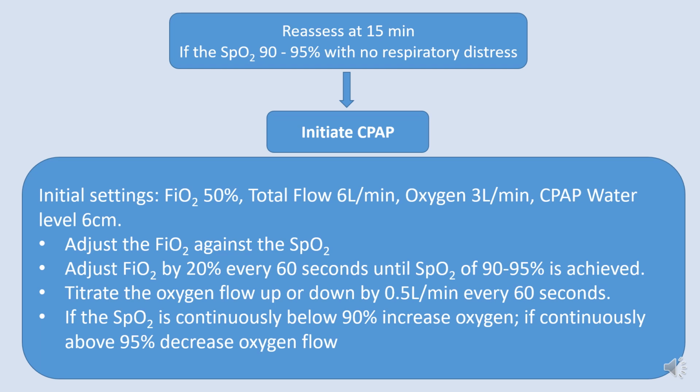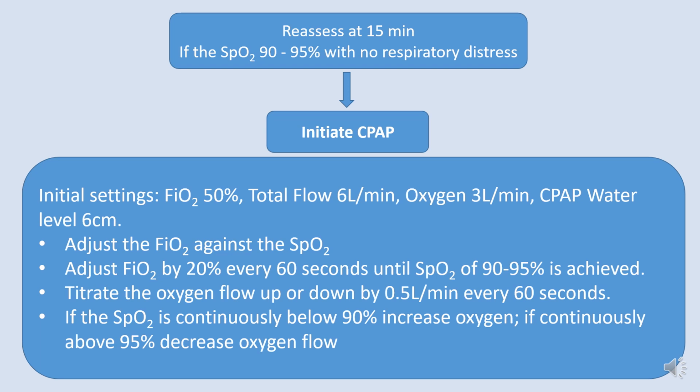The total flow should be at 6 liters per minute. The oxygen flow should be at 3 liters per minute, and the CPAP water level should be at about 6 centimeters. So, the fraction of inspired oxygen is adjusted against the oxygen saturation, which means the lower the oxygen saturation, the higher the fraction of inspired oxygen should be adjusted. Then, the fraction of inspired oxygen is adjusted by 20% every minute until the oxygen saturation is between 90 and 95%.